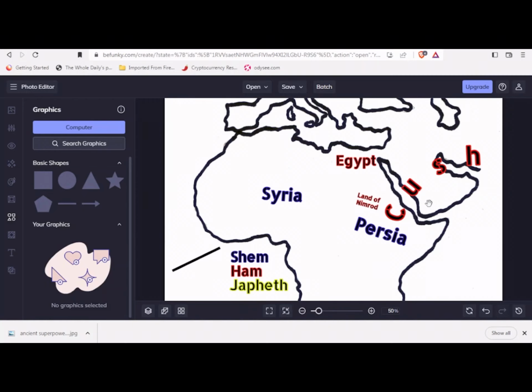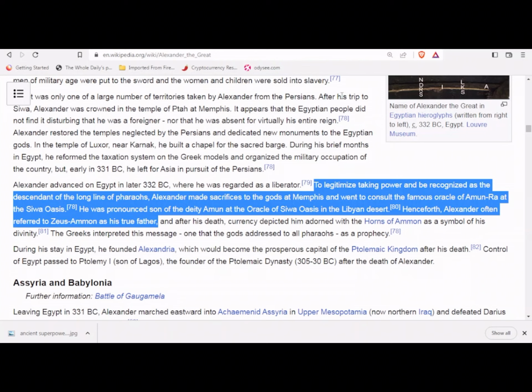and this part's interesting. Okay, so it says, to legitimize taking power and be recognized as the descendant of the long line of pharaohs, Alexander made sacrifices to the gods at Memphis, and went to consult the famous oracle of Amun-Ra at the Siwa oasis. He was pronounced son of the deity Amun at the oracle of Siwa oasis in the Libyan desert. Henceforth, Alexander often referred to Zeus Ammon as his true father.